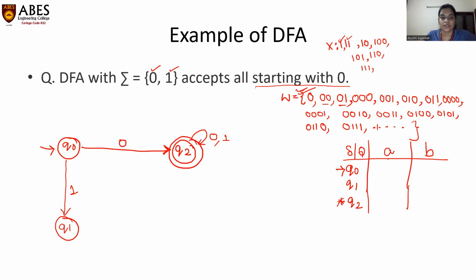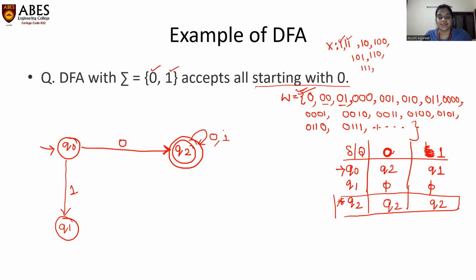From Q0, reading 0. Oh, sorry, I have written A and B. It should be 0 and 1. By reading 0, it is going to the state Q2. By reading 1, it is going to the state Q1. From Q1, it is not going anywhere. That means it is some intermediate state or non-accepting state. From Q2, reading 0 it comes to the state Q2. Reading 1, it is again coming to the state Q2. That means again we have shown that this is our final state.